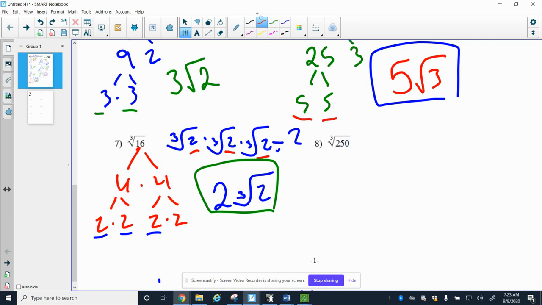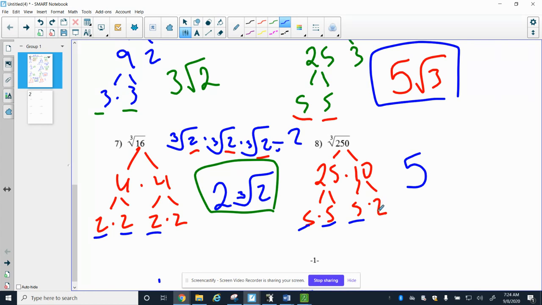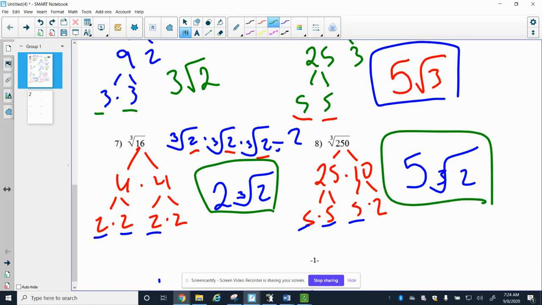Cube root of 250. Create our factor trees like we have for other problems. So maybe I'll go 25, 10. I'll go 5 and 5. 5, 2. Well, now we see 5, 5, 5. So remember, this is saying cube root of 5 times cube root of 5 times cube root of 5. Well, the 3 of those together make 5. And we still have this 2 left over. 5 cube root of 2. That would be our answer. Okay. Keep trying some.